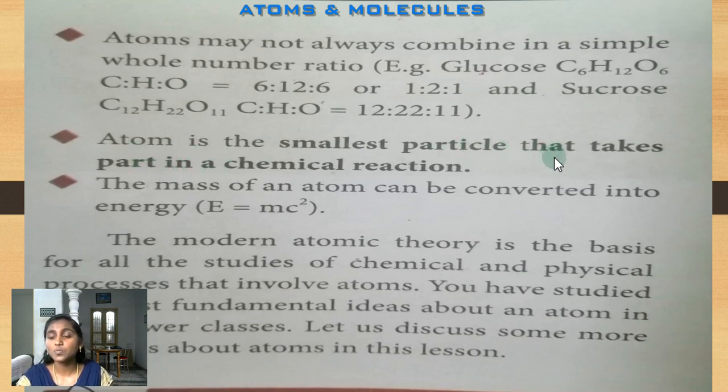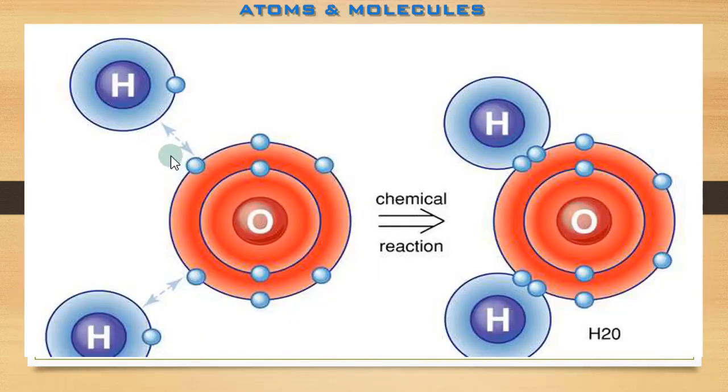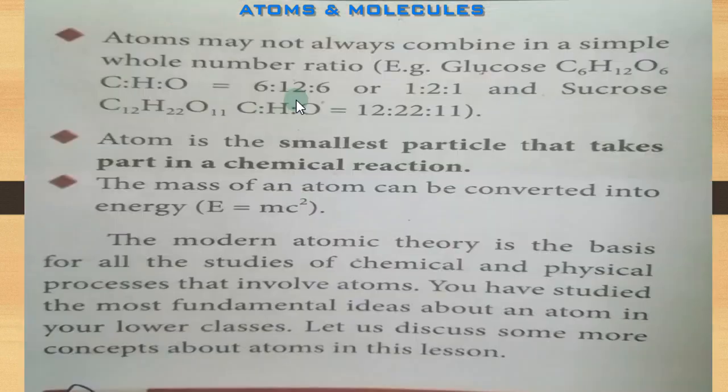Atom is the smallest particle that takes part in chemical reaction. You all know atom is the smallest particle. See here, this is hydrogen, this is oxygen, this is hydrogen. So this is the smallest particle only, but the smallest particle can also take part in chemical reaction. Mostly all the elements will take part in a chemical reaction. Okay, then see the next point.